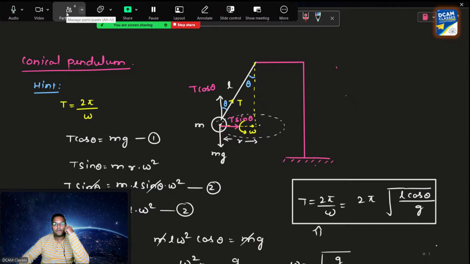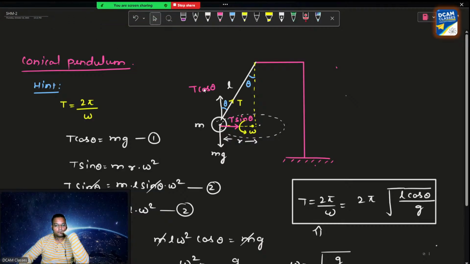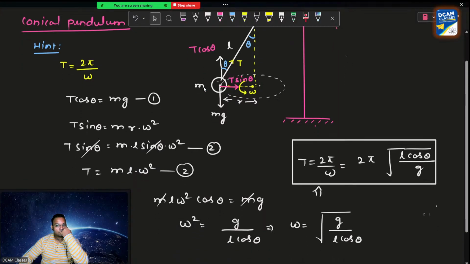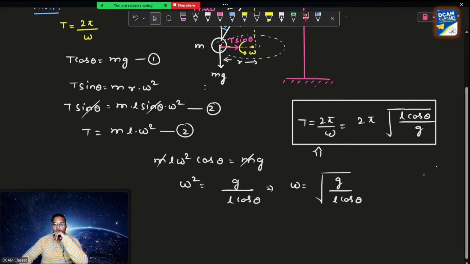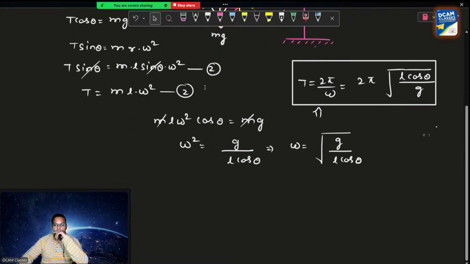Okay, what happened? Everyone is silent. Yes, sir, I understand. Understood, no? This is known as conical pendulum, the pendulum which makes a cone. Haripriya, okay? Tanisha, okay? Yes. Okay.